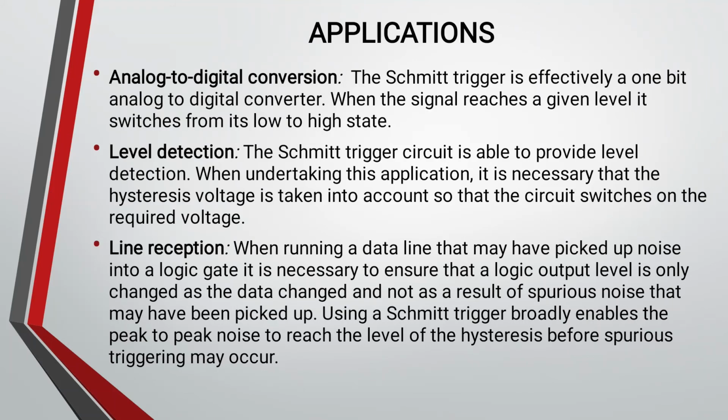Line reception. When running a data line that may have picked up noise into a logic gate, it is necessary to ensure that a logic output level is only changed as the data changes and not as a result of spurious noise that may have been picked up. Using a Schmitt trigger broadly enables the peak-to-peak noise to reach the level of the hysteresis before spurious triggering may occur.